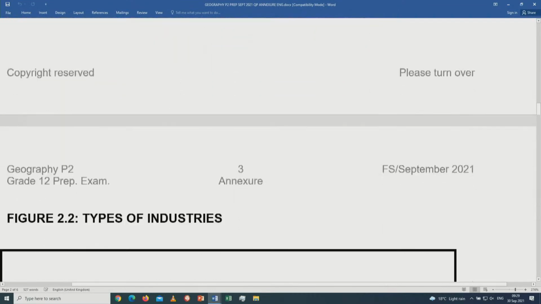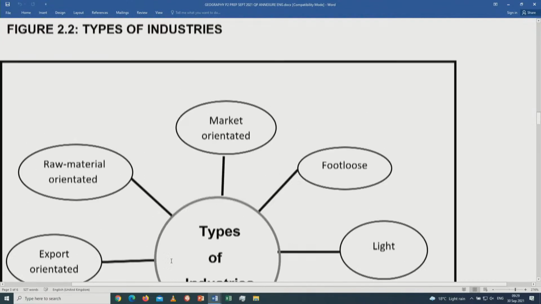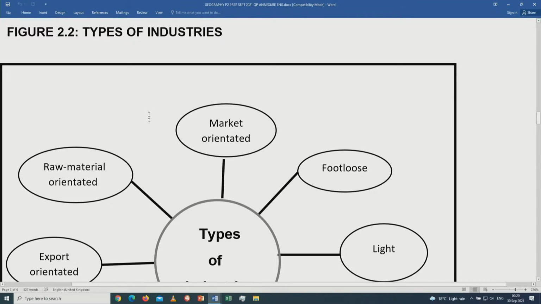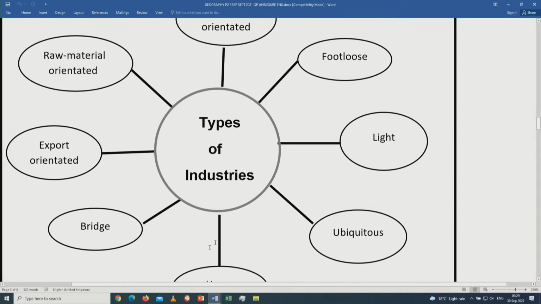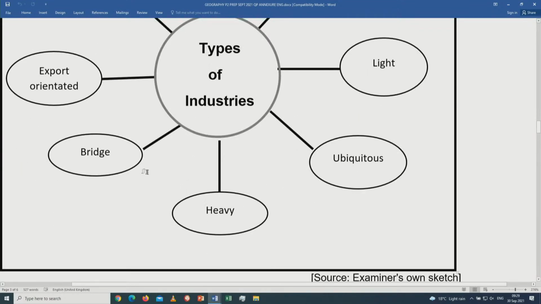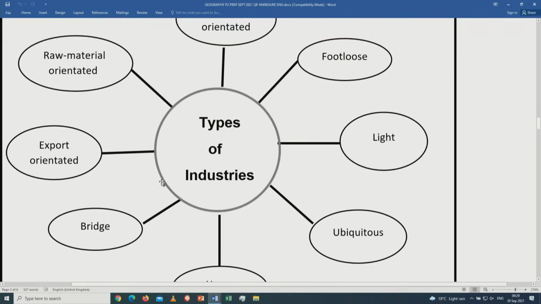All right. This is the figure that shows types of industries. Learners were supposed to study these types of industries that are given in this figure. Types of industries, we have market-orientated. They have to choose from raw material-orientated, export-orientated, footloose, light industries, ubiquitous industries, heavy industries, and bridge industries. And remember that only one option is expected of them. They only use one option once.